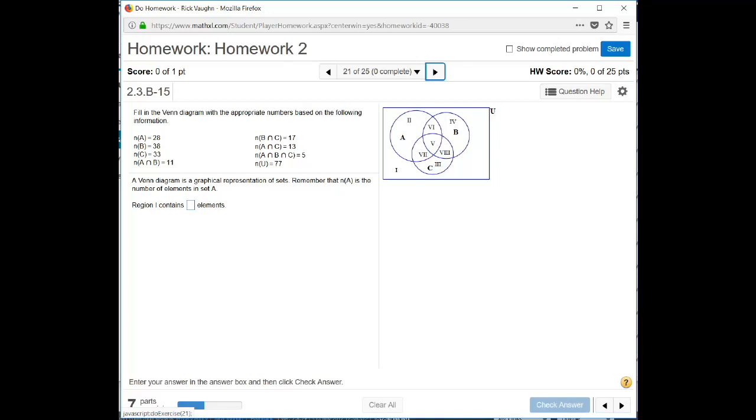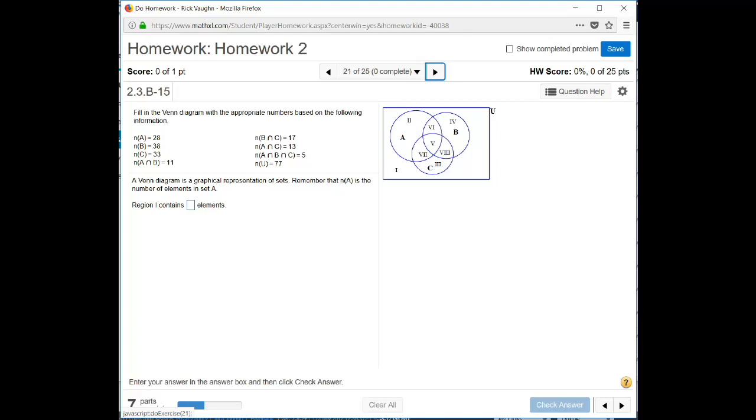So here we have a Venn diagram. We have the universal set, we have A, B, C, and then you have these regions that are numbered 1, 2, 3, etc. And you have this information over here. You need to figure out how much is in each of these different regions, given these counts over here. So let's try to decipher this a little bit.